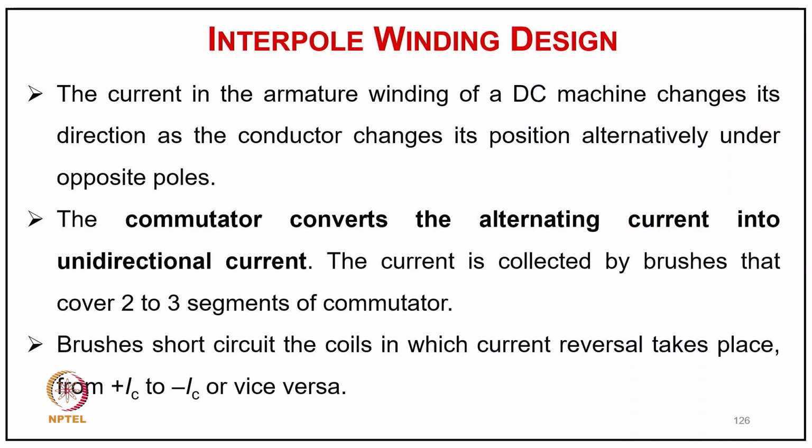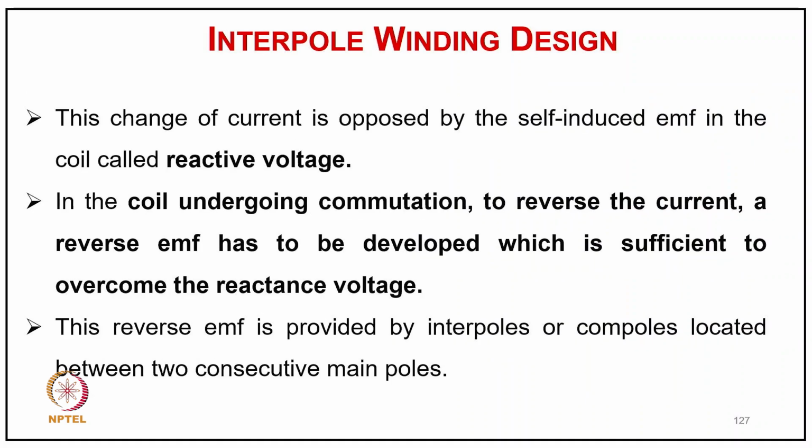So the brush short circuits the coil in which the current reversal takes place from plus IC to minus IC or vice versa. This change of current is opposed by the self-induced EMF in the coil, called reactance voltage. For the coil going under commutation to reverse the current, a reverse induced EMF has to be developed which is sufficient to overcome the reactance voltage drop, and this reverse EMF is provided by interpoles or compoles located between the two consecutive main poles.